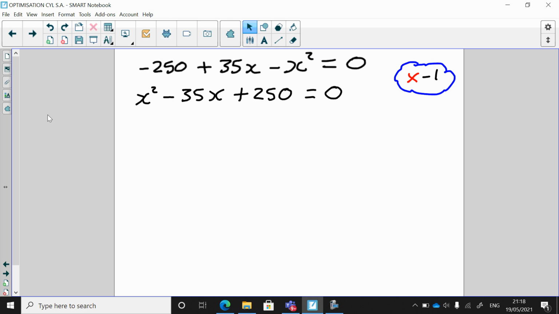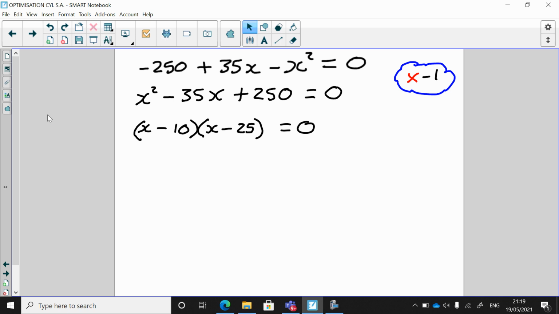So give me two numbers that multiply to give you 250 and add up to give you 35. Forget about the negative. Two numbers that multiply to give you 250 and add up to give you 35. Are you thinking 25 and 10? 25 add 10 is 35. 25 times 10 is 250. Yep, factorised. Let's separate and solve.